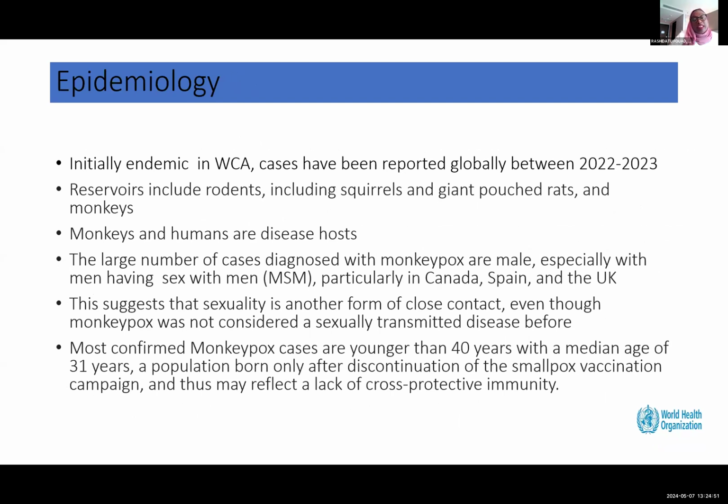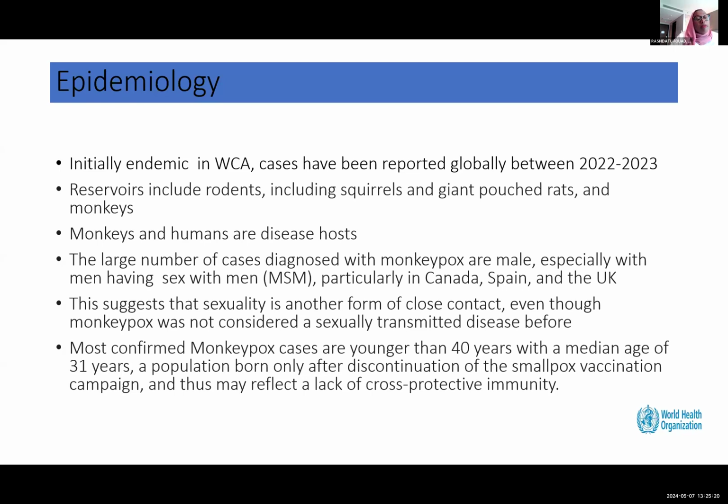Initially, we were seeing monkeypox only in West Africa, or West Central Africa. But since 2022 to 2023, we actually saw it all over, but now we are seeing mpox mainly in DRC. Reservoirs include rodents, squirrels, and giant pouched rats, and also monkeys, and humans and monkeys are the disease host.